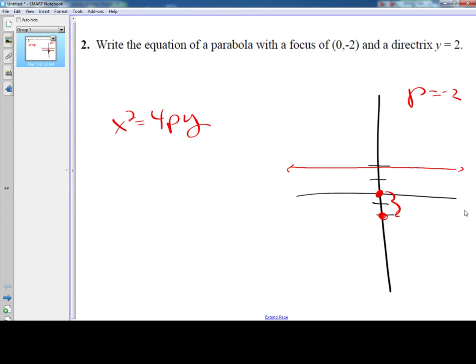So it's always from the vertex to the focus? Correct. I do mention that it's the same distance to the directrix, but it would be the opposite direction. But yes, p is definitely from vertex to focus. That way we get the signs correct. So all I have to do now is plug in my value of p.